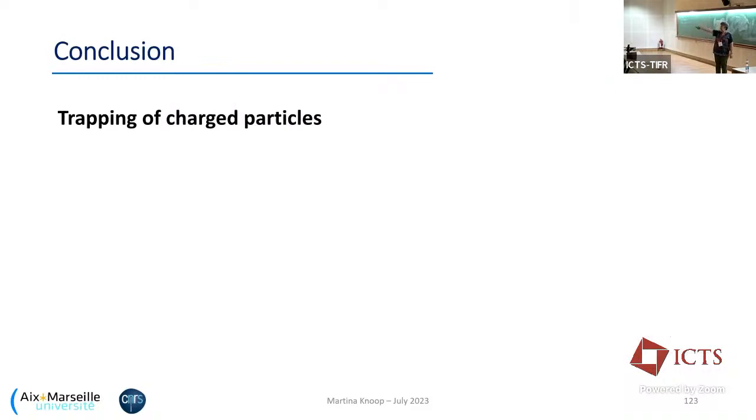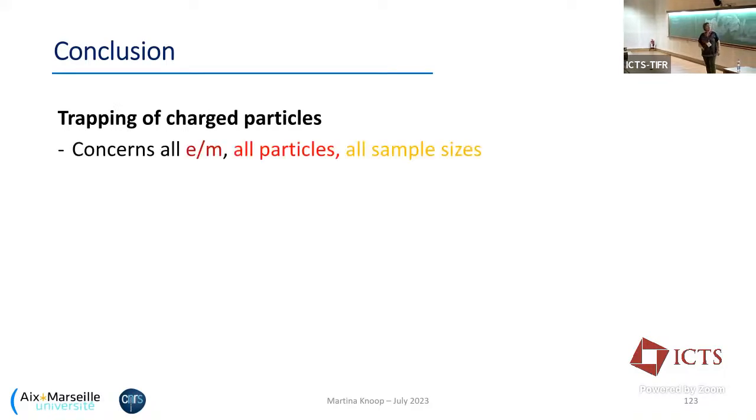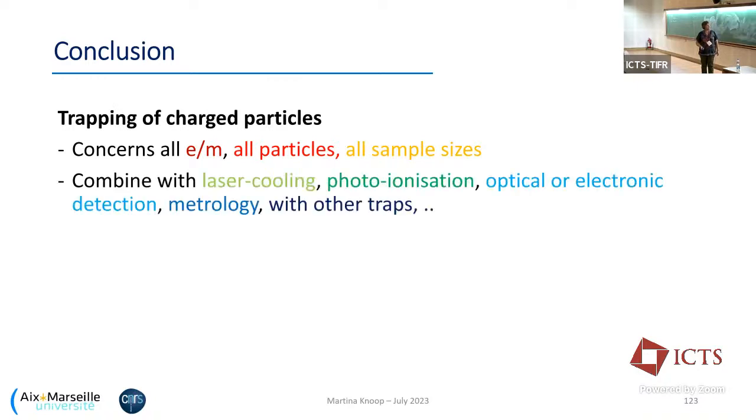So in order to conclude, and before the chairman will eat me up, I've talked about trapping of charged particles. I hope that has given you some insight on what the basic techniques are in order to do precision measurements. There are different techniques which we have to use in order to be able to trap, to manipulate, to look at the ions. And what you've seen concerns all charge-to-mass ratios. It concerns all particles as long as they're charged, and it's easy to make a neutral particle a charged particle. And it concerns all sample sizes from 1 particle to clouds of 10 to the 9 ions.